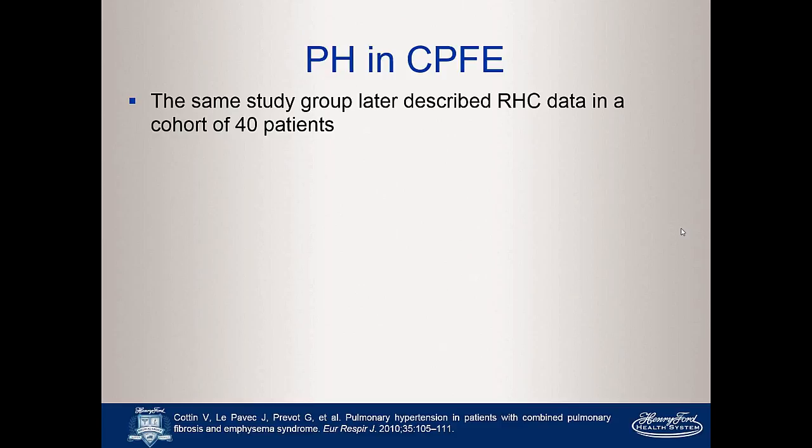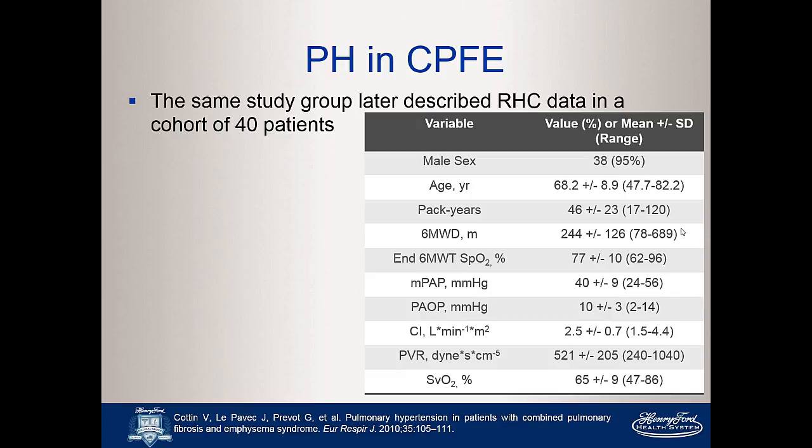We do have hemodynamic description of a cohort of 40 of these patients. Looking here, again, mostly male. We talked about a 9-to-1 distribution. In this particular study, 95% of them were male. They're about 68 years old, smoked about 46 pack-years. They had a 6-minute walk distance of 244 meters. They desaturated to an average of 77%.